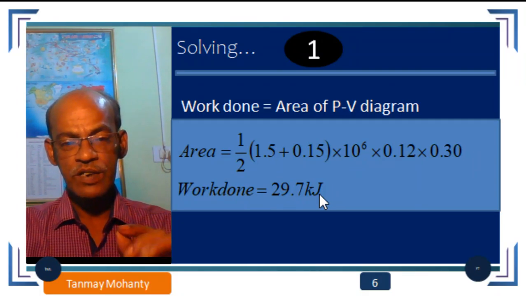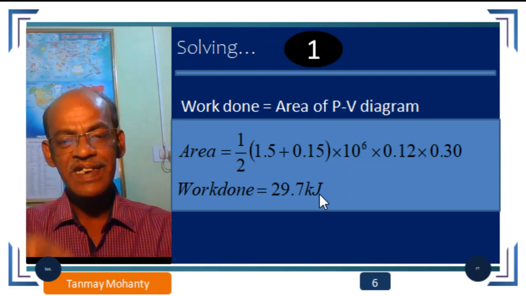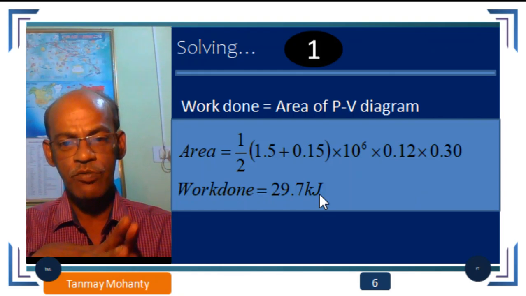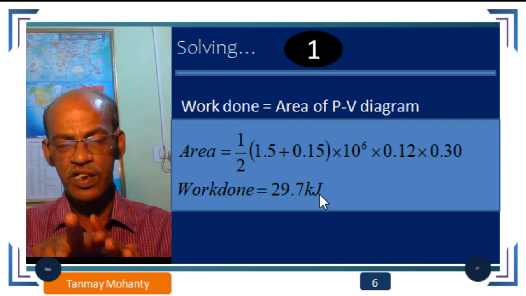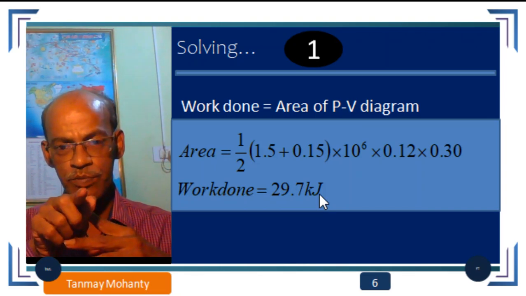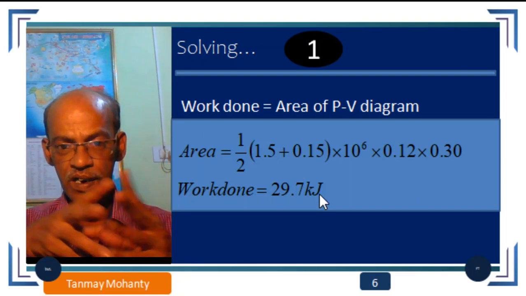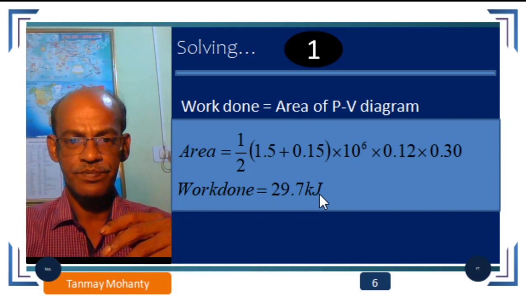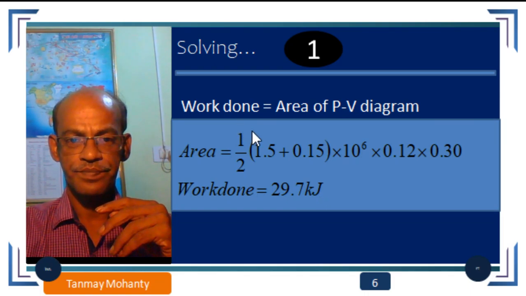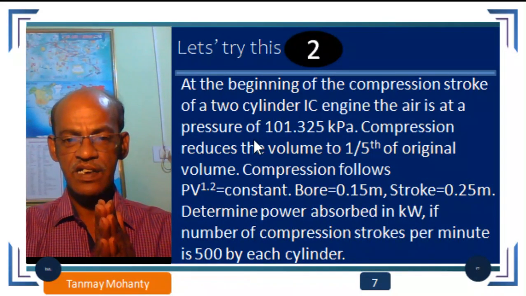Okay. So what we did, we plotted that PV diagram and found the area under that PV diagram, and we know that work done is area under the PV diagram. This is the concept we are using in solving this problem number 1. Okay. Now we are going to watch our second numerical question. This is the question we are trying. Second problem.